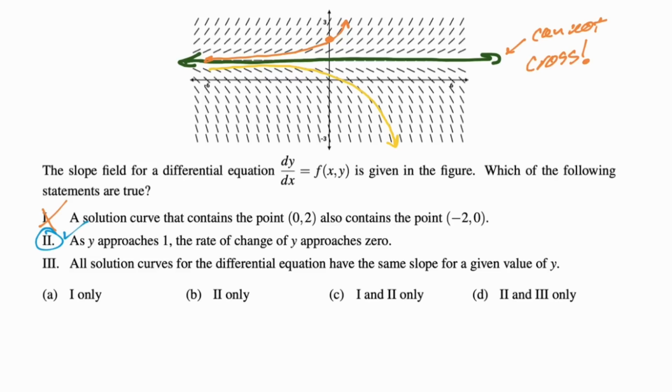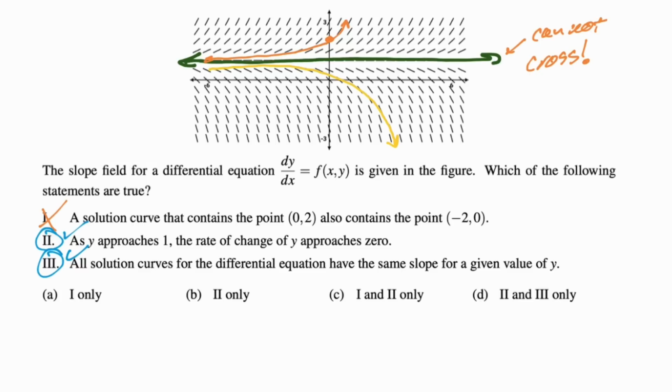2 is definitely correct. Okay, all solution curves for the differential equation have the same slope for a given y value. We can just look at the slope field and see that that is definitely true, right? So that is our answer. Now, one thing to think about is that if the y value is determining the slope, that means the x value has nothing to do with the slope. Our differential equation will only have y's in it. There will not be any x's, because if x was in the differential equation, then changing x would change the slope, and that does not happen.